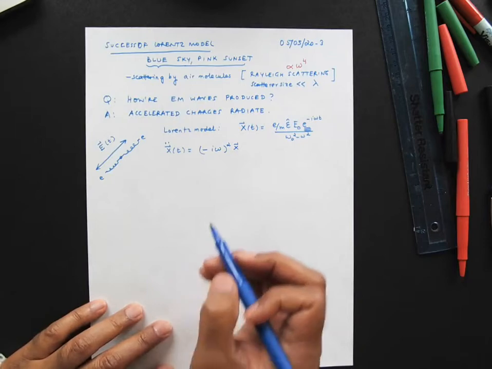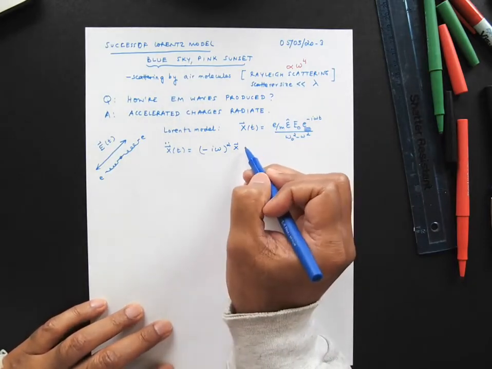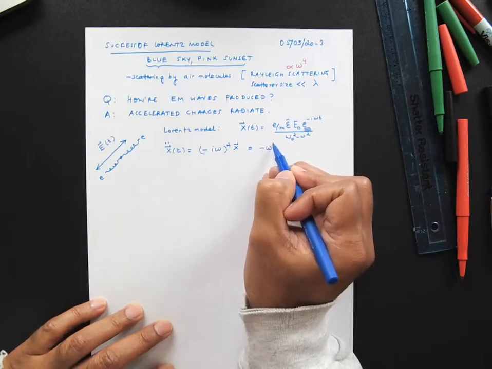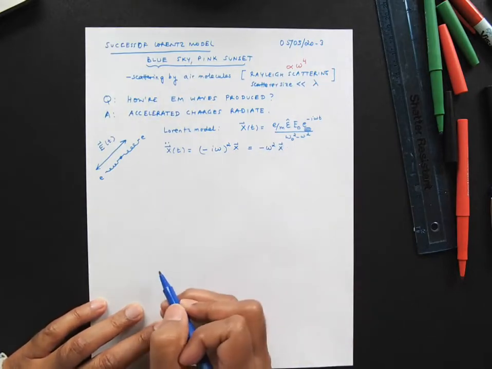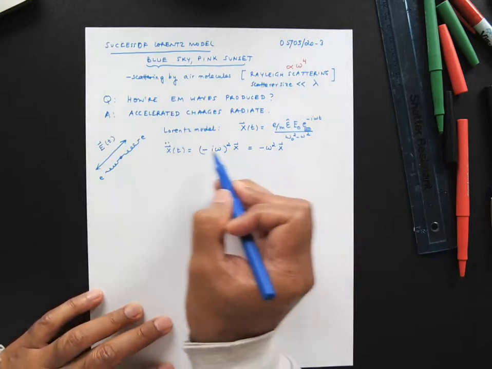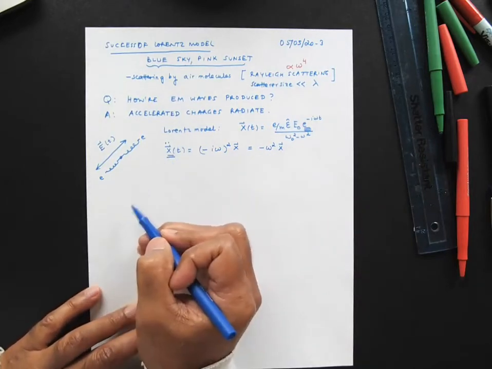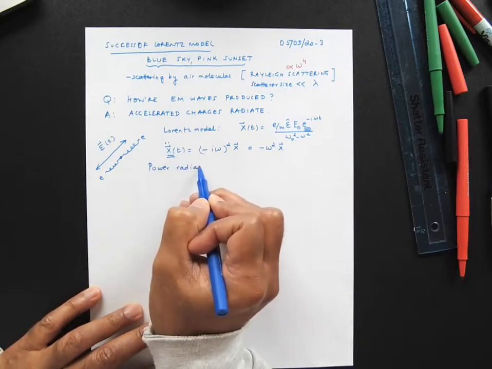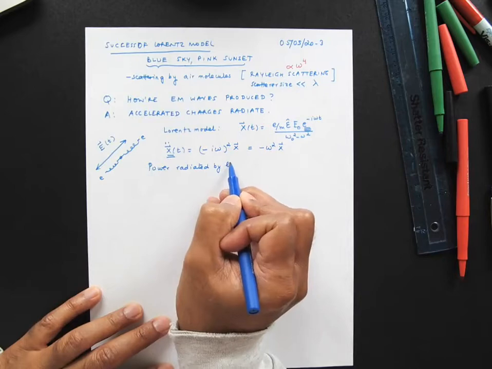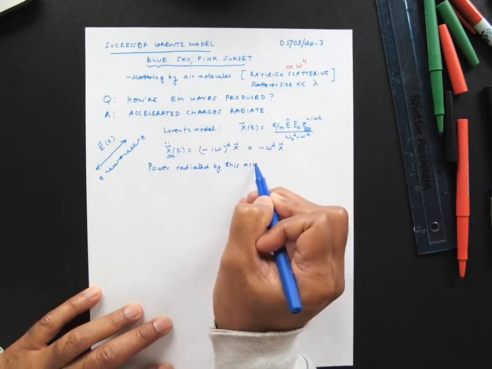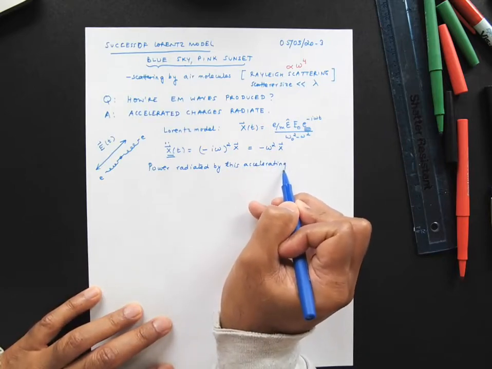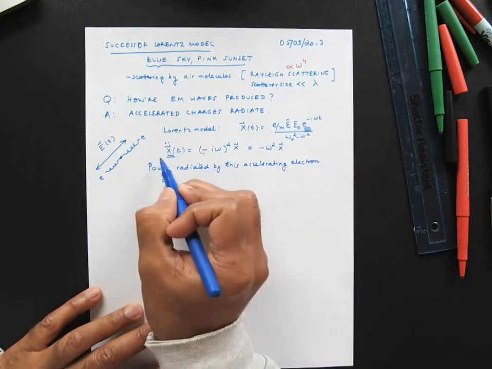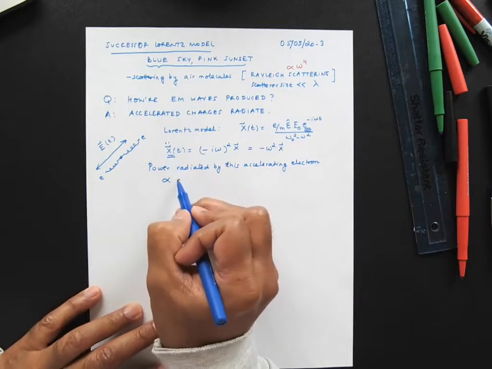And so you notice that this is equal to minus omega squared x. And so that's the acceleration. And we just said that the power radiated by this accelerating electron is going to be proportional to its acceleration.